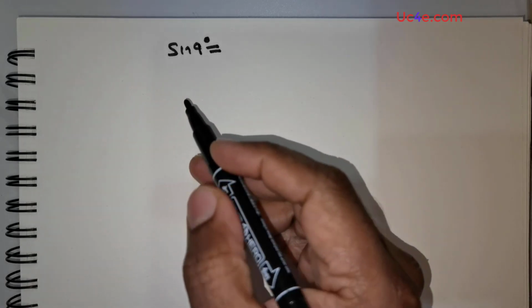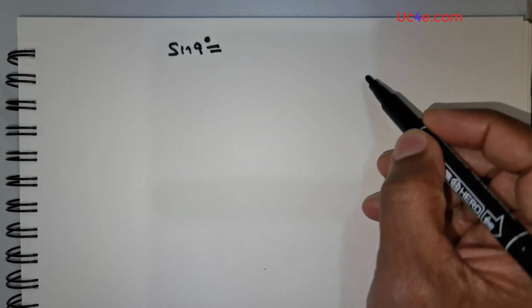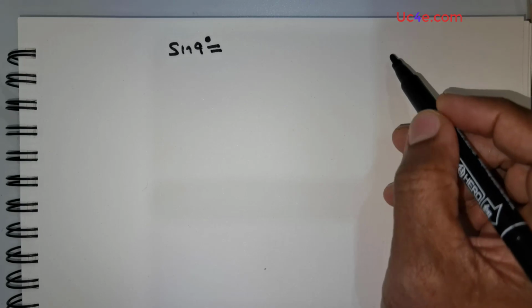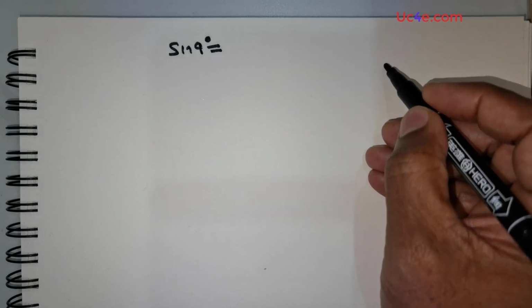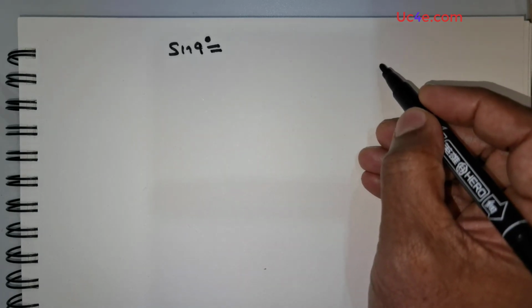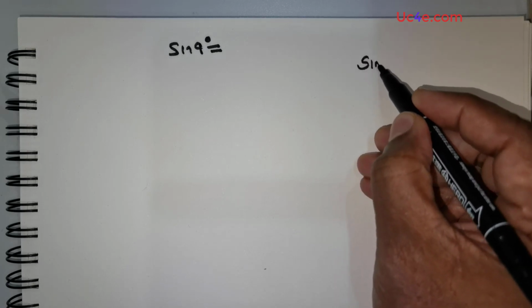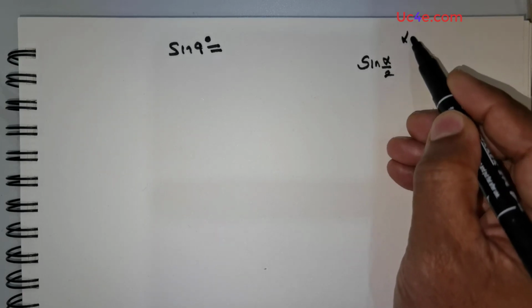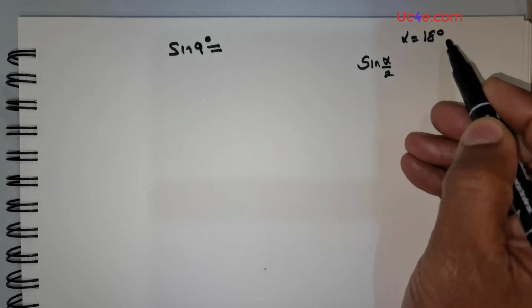Welcome everybody. We got an interesting question. We are expected to find the value of sine 9 degrees. Of course, you would be in a position to apply the half angle, but if you were to obtain the equivalent of sine 9 degrees in terms of the half angle, you will be forced to represent this in the following fashion: sine of alpha over 2, where alpha is equal to 18 degrees.